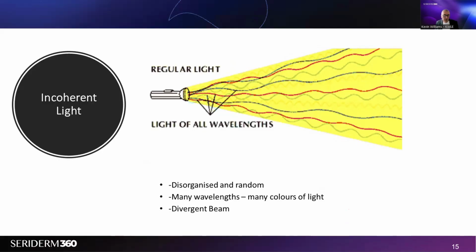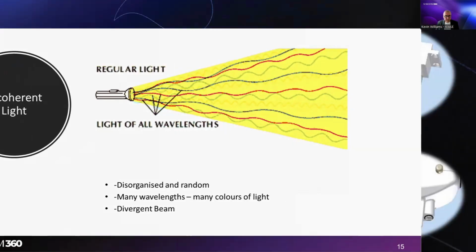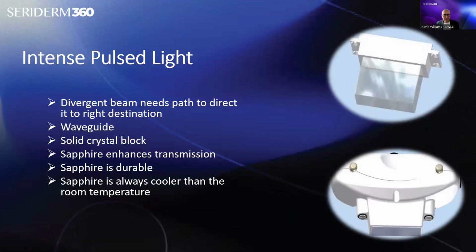So the light coming out is incoherent light. That means it's disorganized and random. You've got many wavelengths of multiple colors of light, and it's a very divergent beam. So when you get a divergent beam, all going in different directions, hitting a tissue, you get a huge amount of reflection of light. So you lose a lot of the energy by reflection off the tissue. So with the divergent beam, we need to give it a path to get it to its right destination. So we use a waveguide.